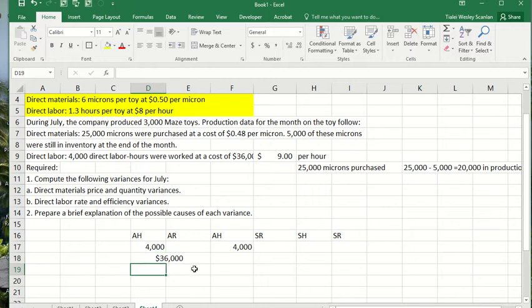All right, so they must have been paying them a specific amount per hour. We did that calculation previously. They were paying them $9 per hour, right? And we can compare that to the standard rate: how much should they be paying them an hour, to see if our variance is going to be favorable or unfavorable. When I look at the standard, they use 1.3 direct labor hours per toy and $8 per hour. So the standard rate is $8 per hour.